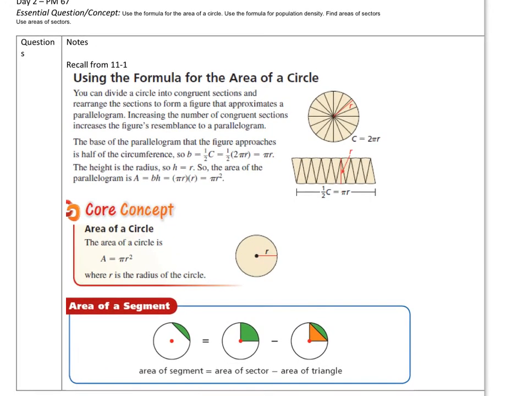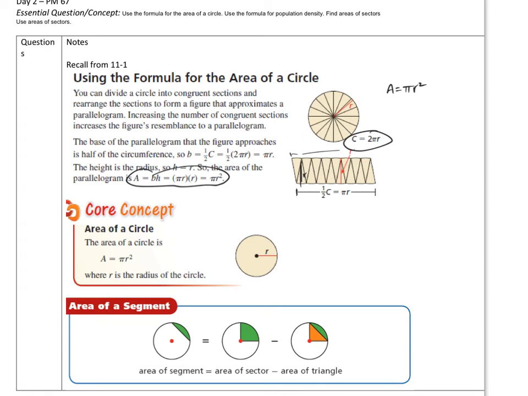In the last section, we talked about how we can get the formula for the area of a circle. We said the area is pi r squared, and we developed it from knowing that the circumference is 2 pi r, and that this length is half of the circumference, and then this would be the other half, and then we can multiply this by the height, which was the radius there as well. So this is how we developed it, and we came up with pi r squared.